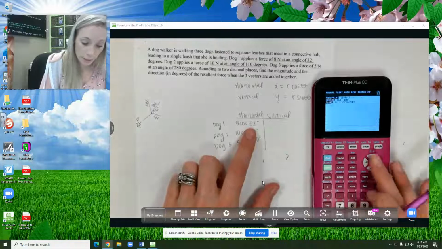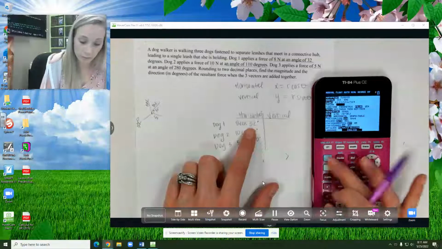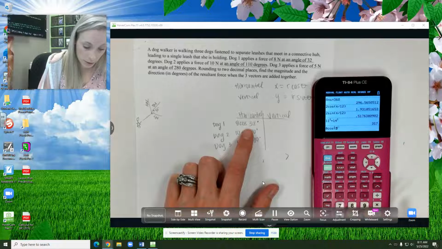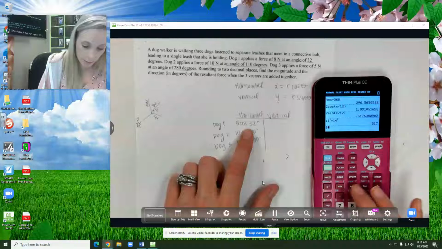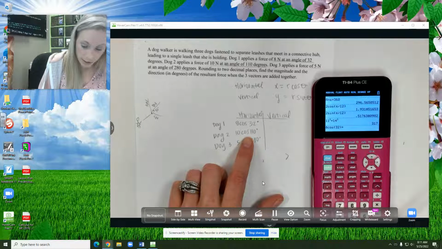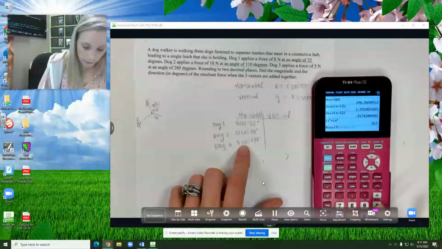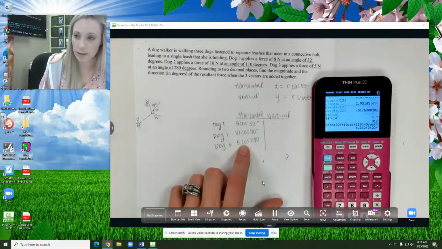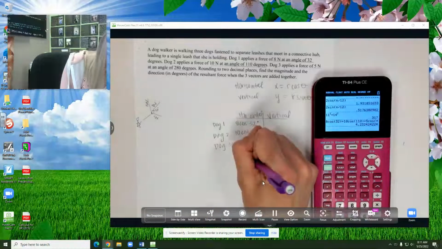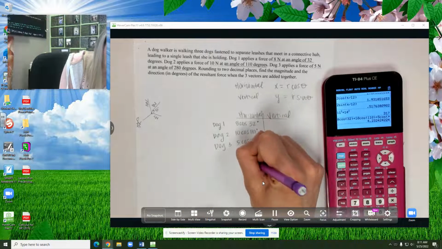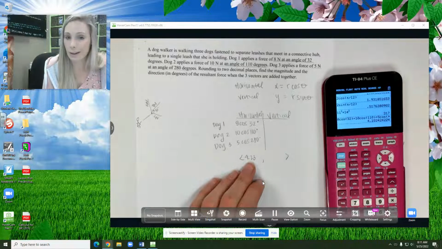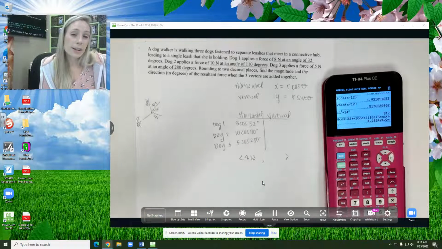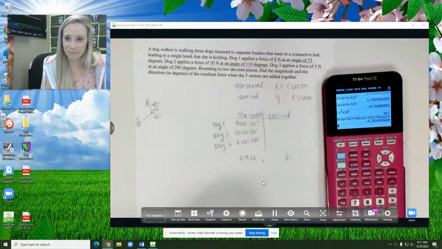I'm plugging in degrees, so I want to make sure I'm in degree mode. And I say 8 times cosine of 32, close my parenthesis. 8 times cosine of 32 plus 10 times cosine of 110 plus 5 times cosine of 280. 4.23. That's how far the resultant vector will go in the x direction. That's how far these dogs are pulling the dog walker.